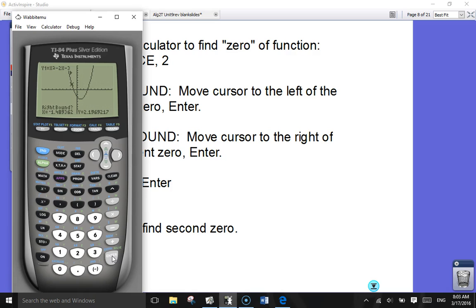So I want to put in an x value which is to the right of that 0. So I move my cursor a little bit down and to the right. Okay, that works. And then when it says guess, you say okay, enter. And it jumps right to the 0, -1.